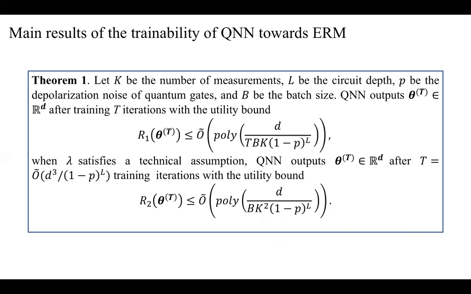Theorem 1 is our main result towards the trainability of quantum neural networks under the ERM setting. As we can see, both utility bounds R1 and R2 are upper bounded by five variables, which are the feature dimension D, the iteration T, the number of batches B, the number of measurements K, and the noise introduced in the quantum system P.